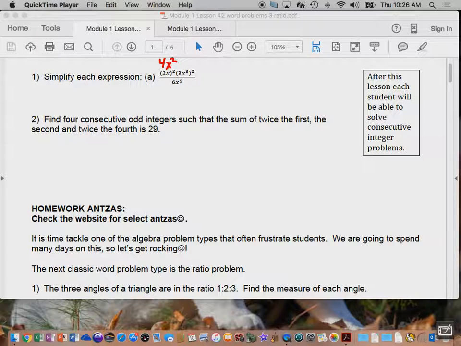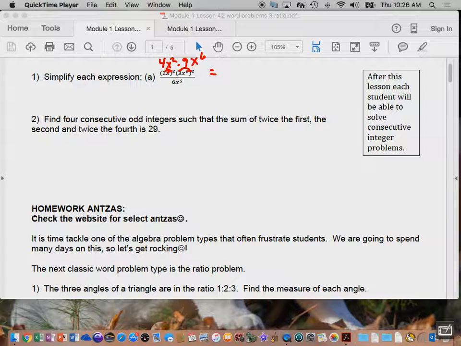Now, the reason for that is because the 2 applies to everything in the parentheses. Would it be 4x to the third? No. When you raise a power to a power, you multiply. You do not add. Next up, 3x cubed squared becomes 9x to the 6th, because 3 squared is 9, x cubed squared is x to the 6th.